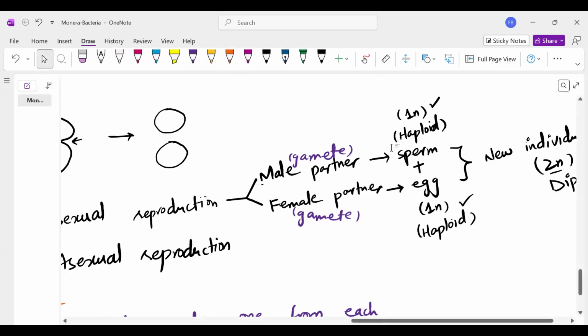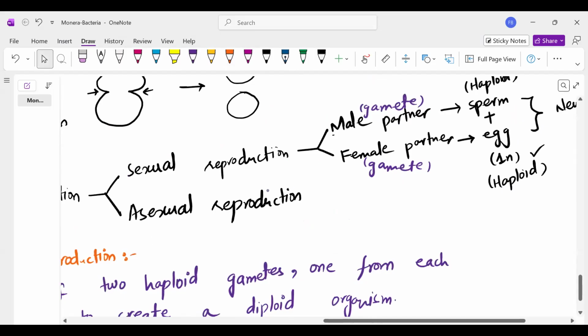In sexual reproduction, I told you there are two parents, male and female, right? But in asexual reproduction, it can go from just one partner. There is no need of the other partner in asexual reproduction, as the name indicates. A means no, so no sexes are involved, no gametes are involved in this. Just one parent can lead to the new organism.